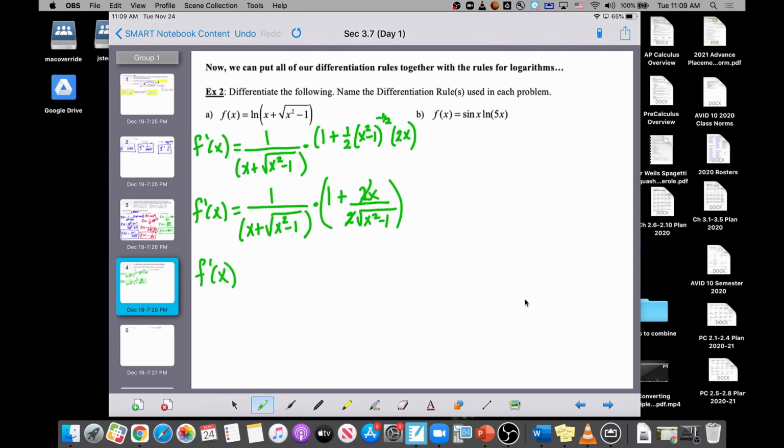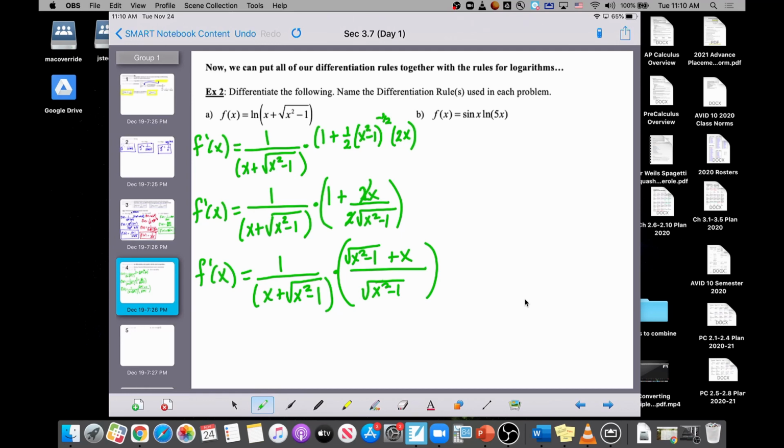I can rewrite this. My first term I'm going to keep the same as x plus the square root of x squared minus 1. And then in my second fraction, if I make a common denominator here, so if I make my common denominator x squared minus 1 under the square root, then I have to multiply the 1 by that. So then I would have the square root of x squared minus 1 plus x.